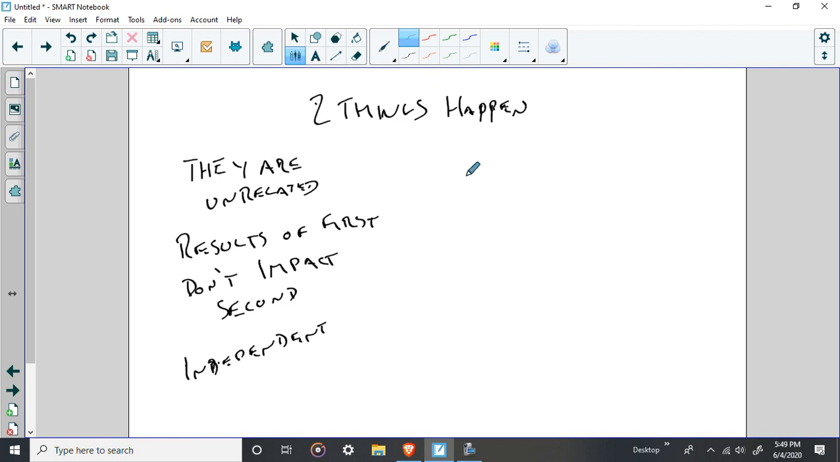So, again, if you roll dice, right? So you have two dice, you roll them. You have your first one, you get a 6. Okay? What about the second one? Well, you rolling a 6 in the first one has absolutely no impact on your second roll, right? It's a totally separate die. It has nothing to do. The results of the first, this 6, don't impact the second roll, right?